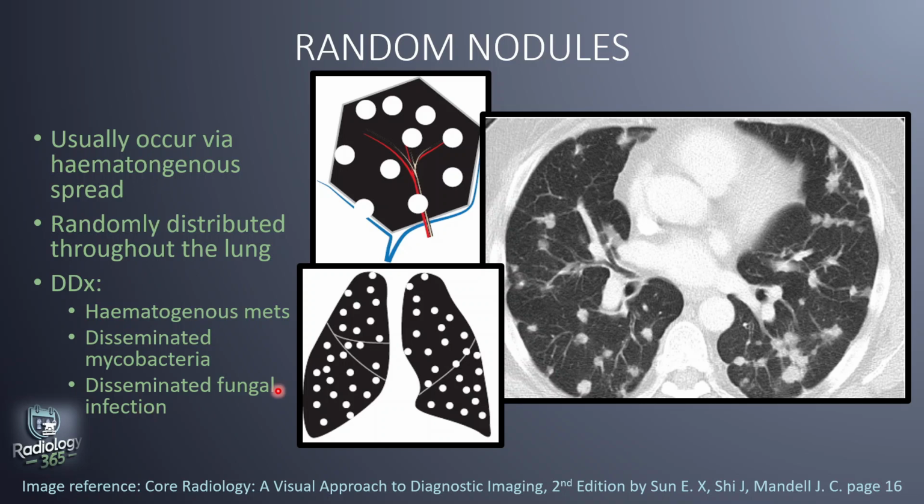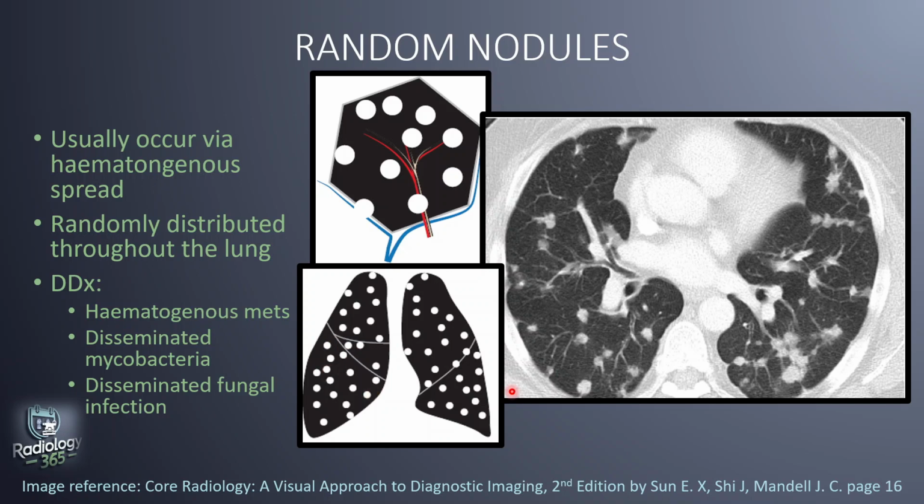And in these schematics, the first one is a schematic of a secondary pulmonary lobule, and it demonstrates the nodules distributed randomly throughout the secondary pulmonary lobule. And the second one demonstrates the nodules scattered randomly. Some of the nodules are in close contact with the pleural surface, some of them are not.